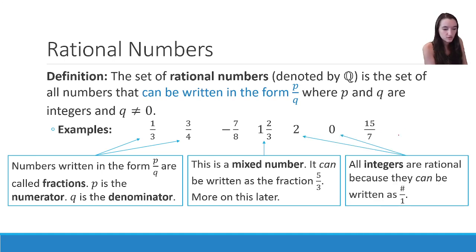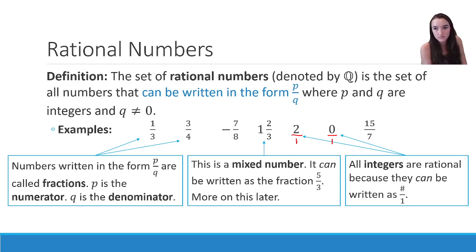Similarly, the numbers 2 and 0, and any integer, are rational because they can be written as a number over 1. So 2 over 1 and 0 over 1 are a way to write these numbers as fractions. They can be written as P over Q, thus they are rational numbers. Basically, if you have a way to write it as a fraction, then it is a rational number.